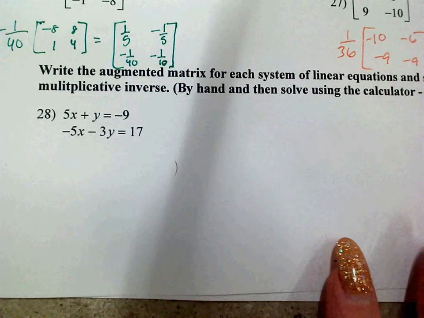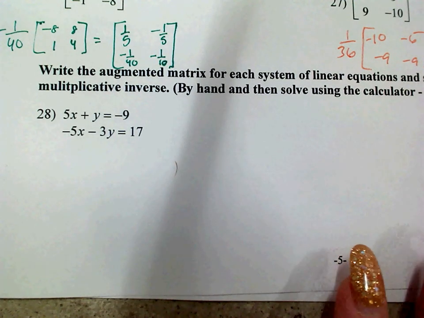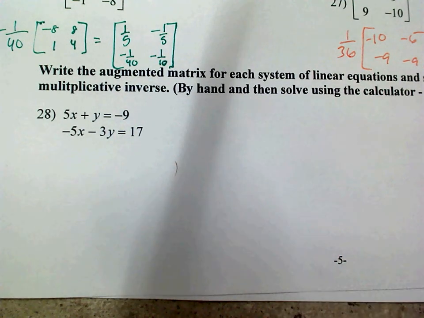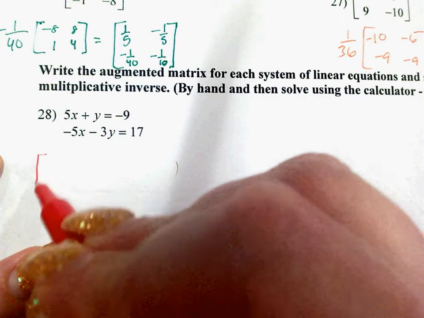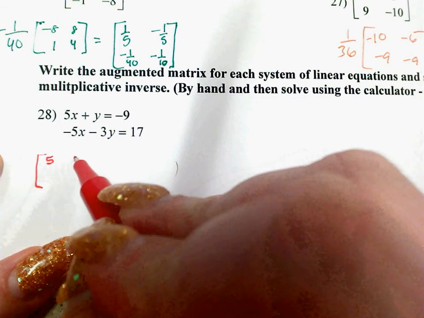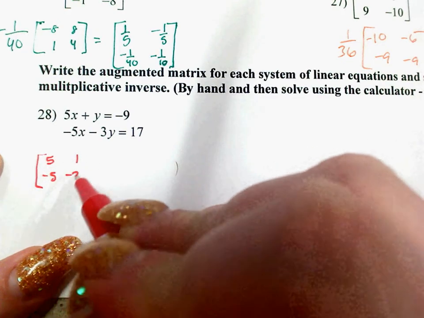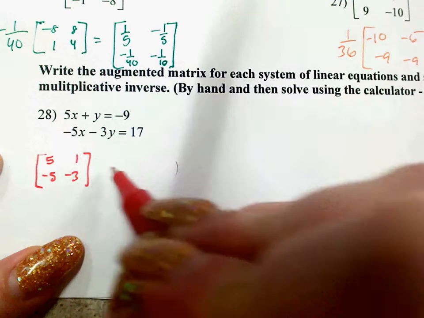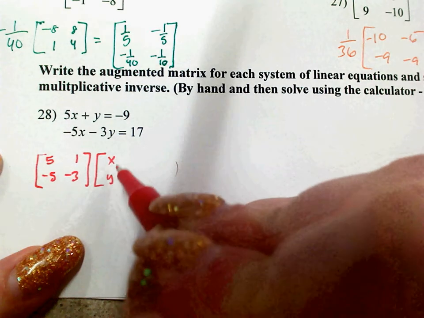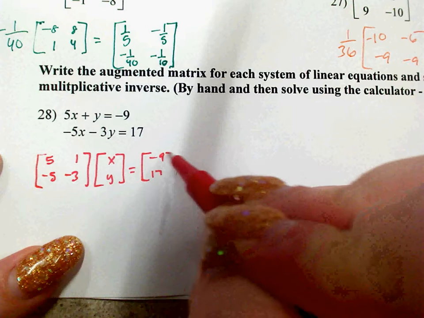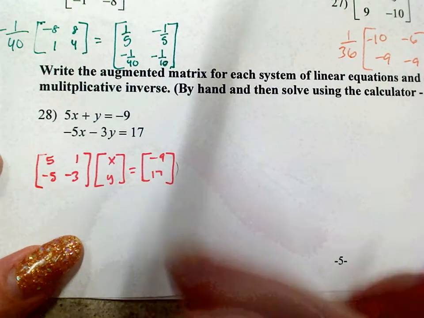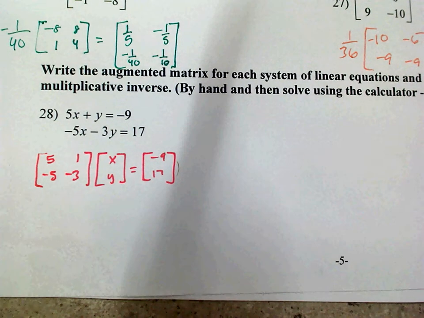Number 28. It says write the augmented matrix for each system of linear equations and solve the system using the multiplicative inverse by hand and then solving using the calculator inverse and REF. So I'm going to do all three. First, I'm going to write this as a matrix equation anyway. 5, 1, negative 5, negative 3 times x, y equals negative 9, 17. And that is the matrix equation.